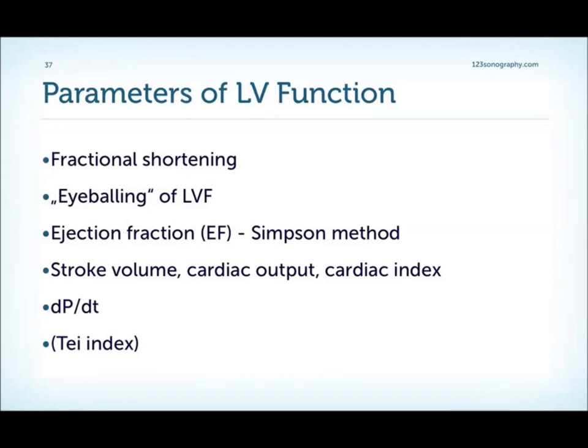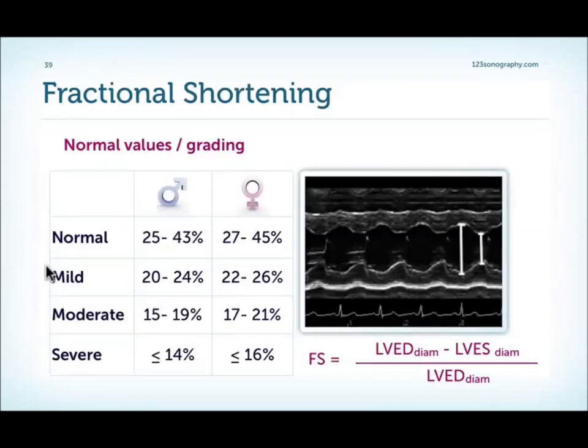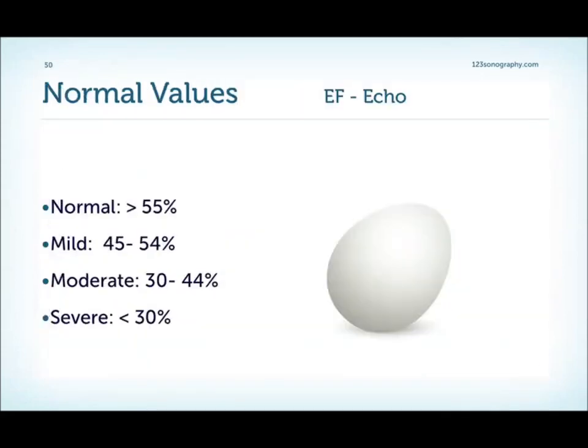Fractional shortening, eyeballing and estimation of left ventricular function, calculations of ejection fraction using the Simpson method, calculations of stroke volume, cardiac output, and take a look at fractional shortening. Ejection fraction with echocardiography: everything that is above 55% is normal.